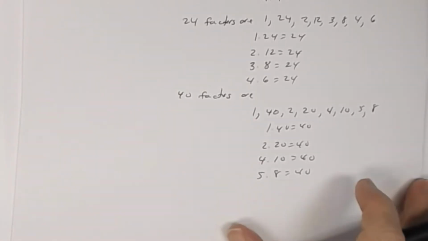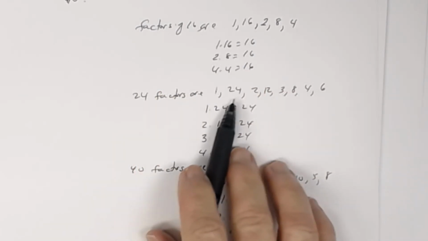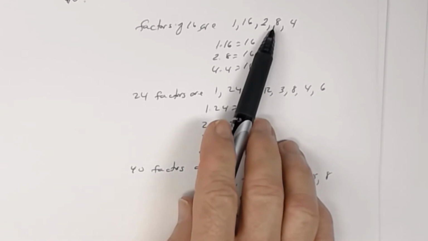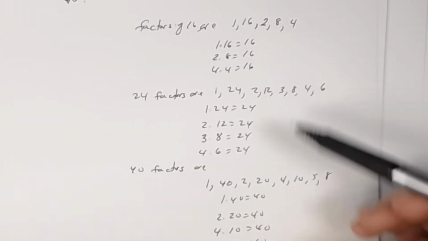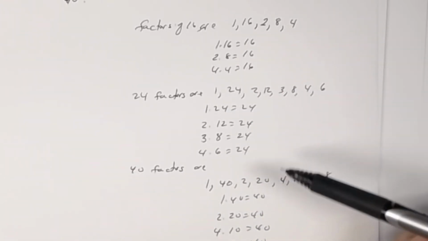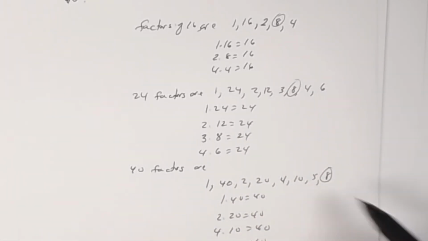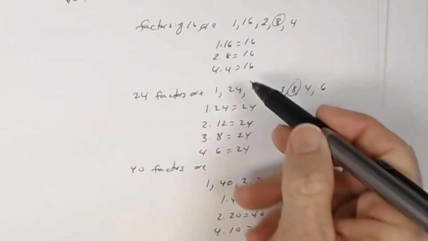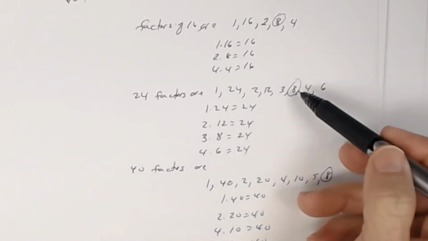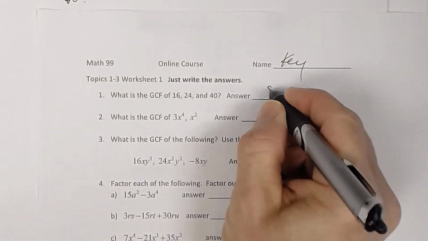Okay, so what you're going to do now is look at all these factors of 16, 24, and 40, and find the one that's the largest that they have in common. All right, so you may see, well 16, but 16 is not listed here. So it looks like the largest that they have in common is 8. Now they have a lot of other common factors. I mean, 1's a factor of all of them, 2's a factor of all of them, but the largest that they have in common is 8. So the answer to number 1 is 8.